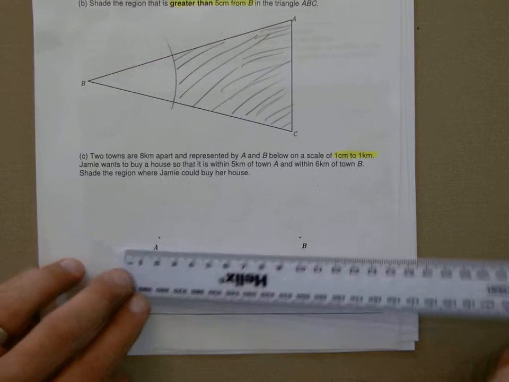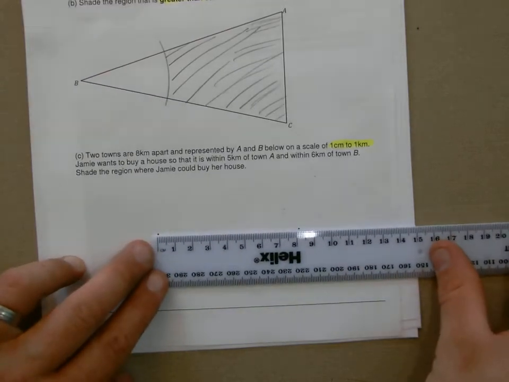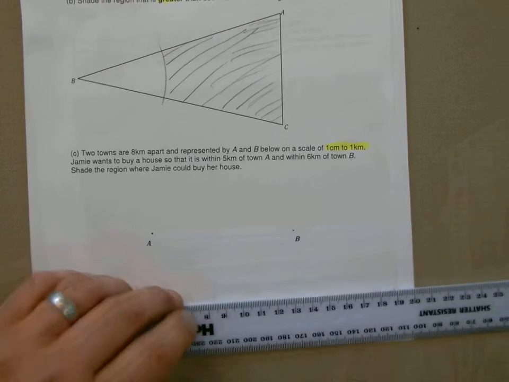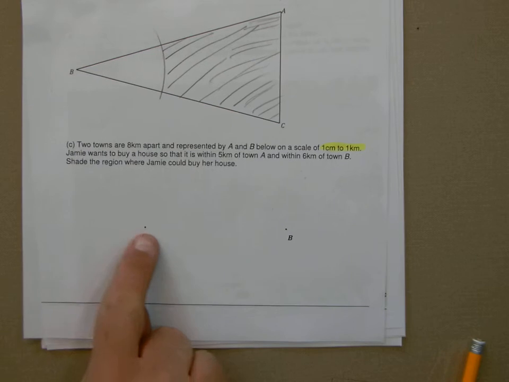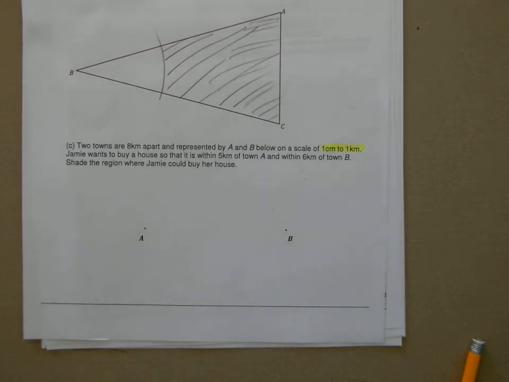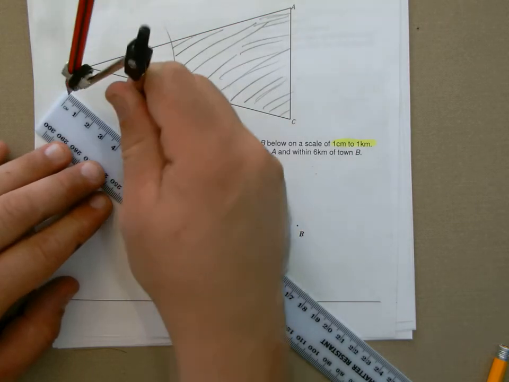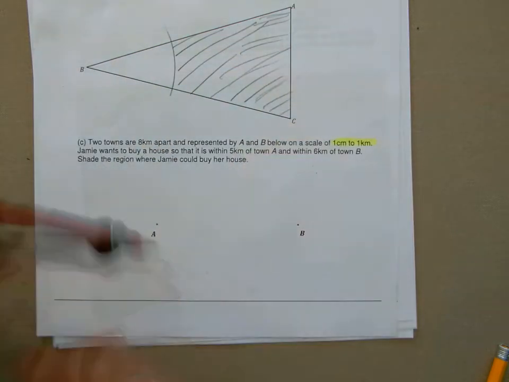It might not be the case, because sometimes when I print these out it doesn't come out perfectly, but let's have a look. There you go, not bad at all. So it is about 8. Perfect. So it says Jamie wants to buy a house so that it is within 5 kilometers of town A. So there's town A, and we've got to be within 5 kilometers of that town. So again, get my compass, and we will measure out 5 centimeters. On here it's already 5 from the last question, and I'm going to go 5 from A.